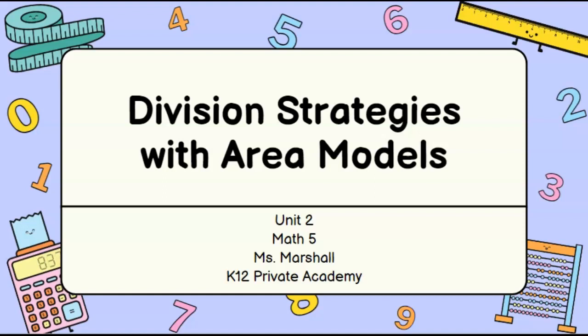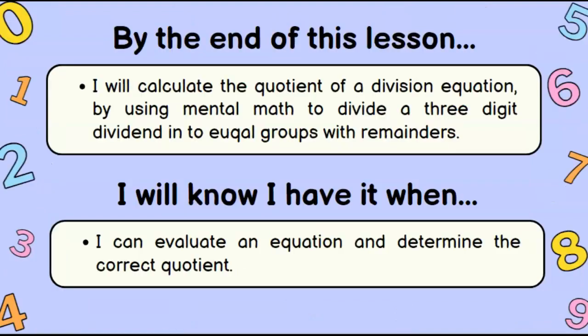Today's topic is division strategies with area models. By the end of this lesson, you'll be able to calculate the quotient of a division equation by using mental math to divide a 3-digit dividend into equal groups with remainders. You'll know you have it when you can evaluate an equation and determine the correct quotient.